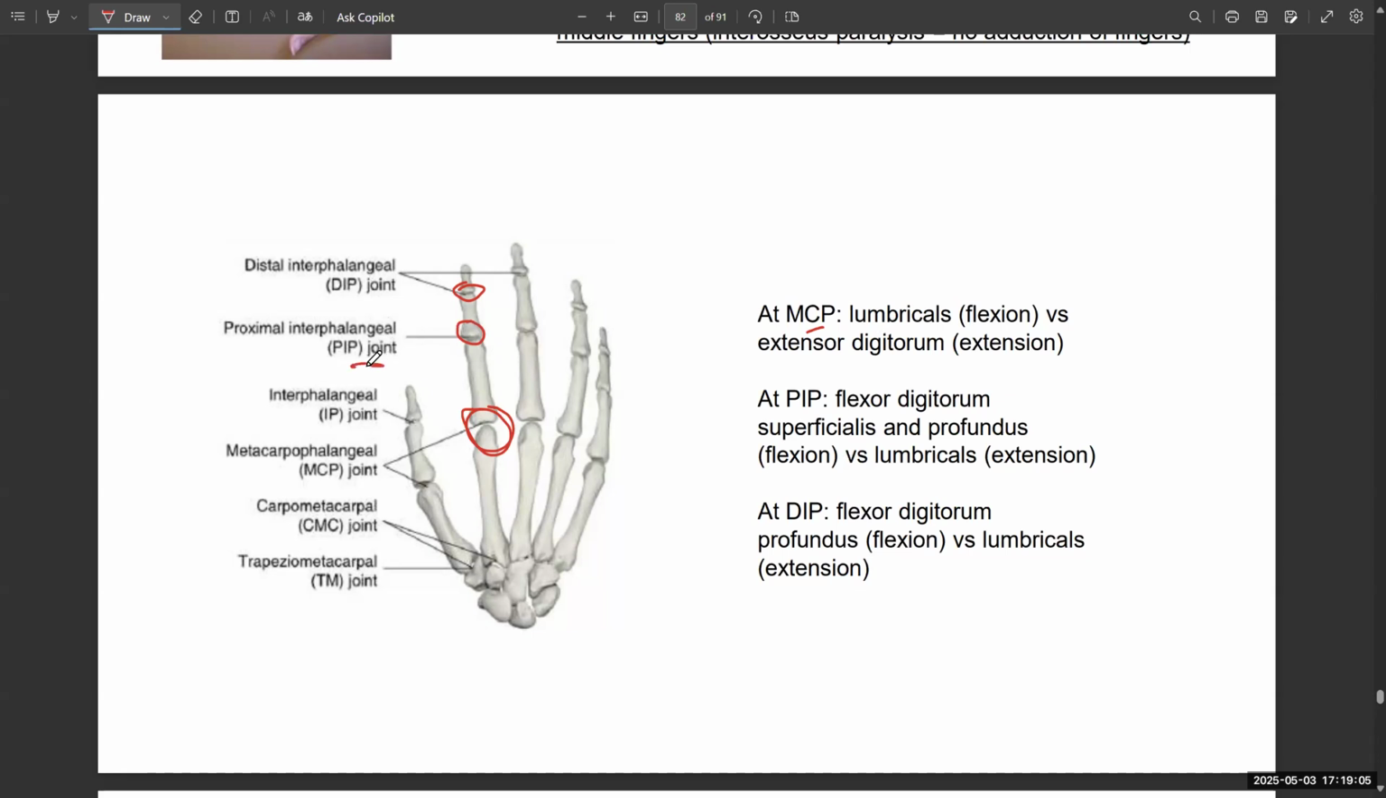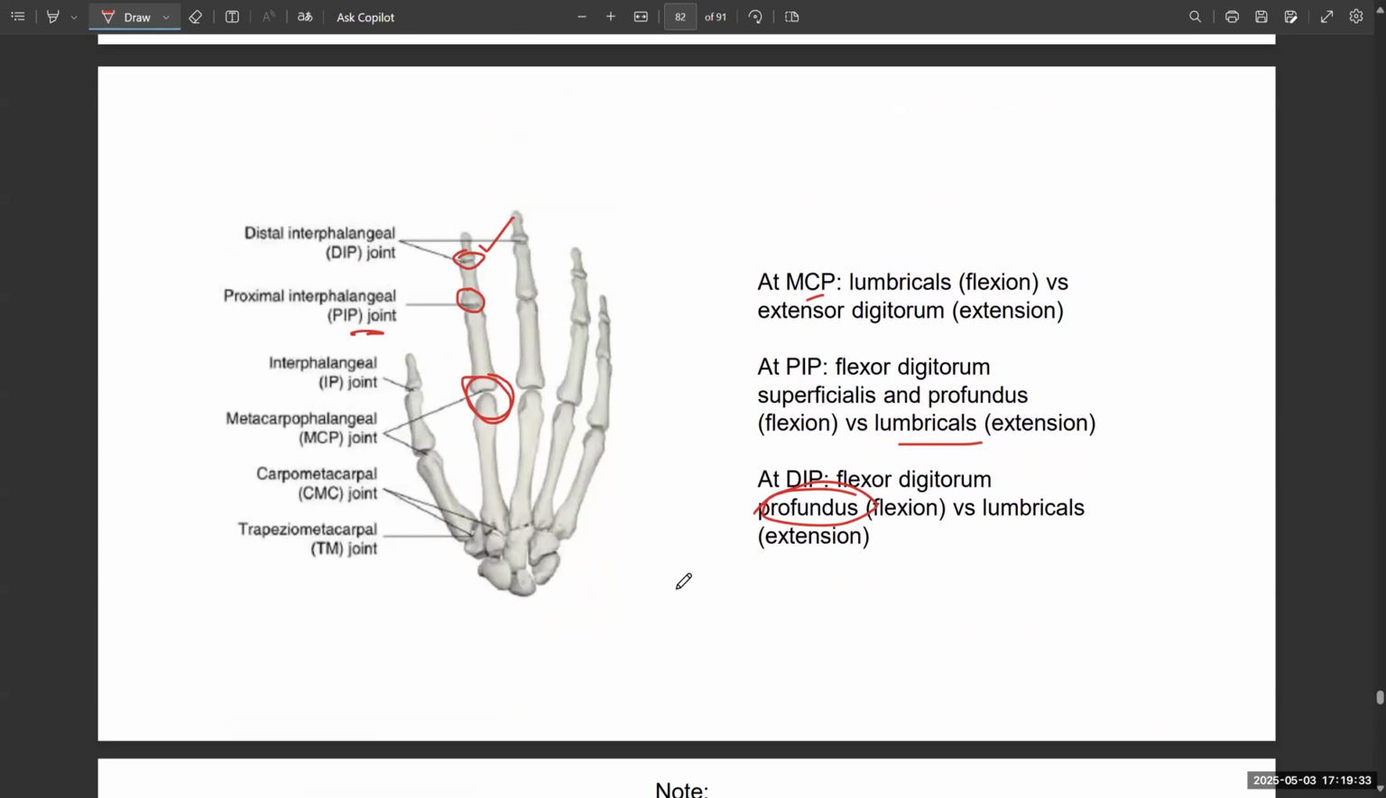At PIP, if you want to flex, you're going to use your flexor digitorum superficialis and profundus. And if you want to extend those PIPs, you're going to use, again, the lumbricals. And at DIP, if you want to flex your distal interphalangeal joints, you're going to use flexor digitorum profundus only, not superficialis. And if you want to extend those, you use lumbricals. So basically, the summary here is for MCP, if you want to flex, you're going to use lumbricals. And then for PIP and for DIP.